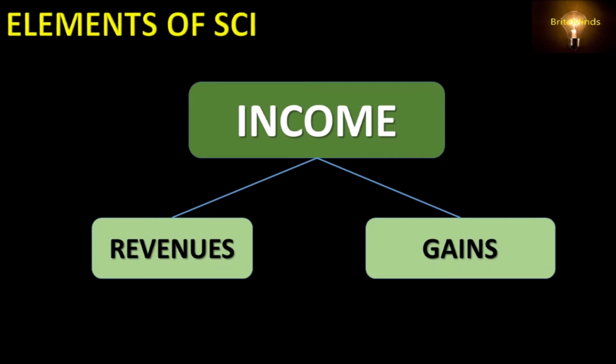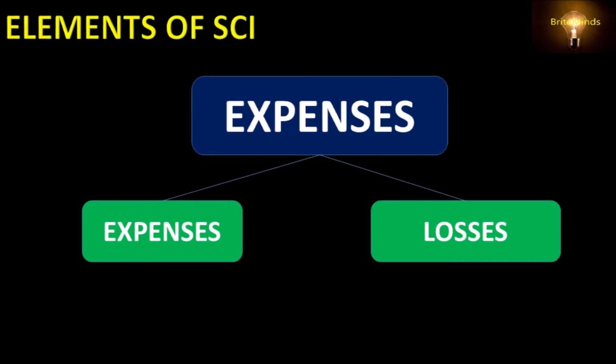So always remember this, students. Revenue and gains is dependent on the nature or kind of the business. We already know that there are two kinds of income. There are two kinds of expenses as well: the expenses and losses.